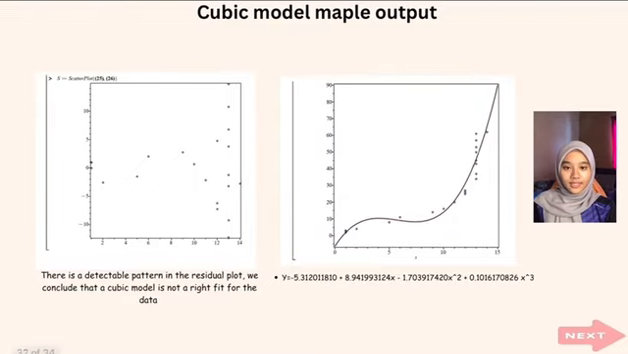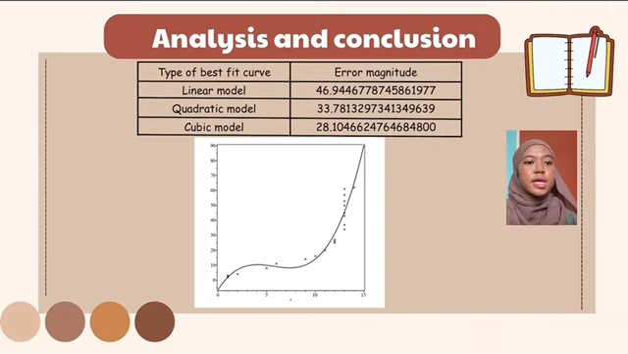As you can see, this is the graph of the cubic model Maple output. The first one is the graph of the error vector, and the second one is the graph of the best fit curve. There is a detectable pattern in the residual plot in the first graph, so we conclude that a cubic model is not a right fit for the data. For the second graph, we can get the value of y.